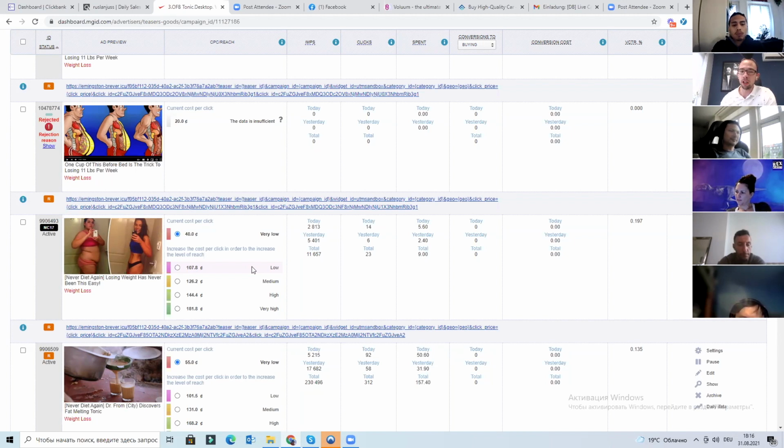The top one starts with 40 cents cost per click for a very low reach indication. The other one has 55 cents for a very low reach indication. So Ruslan picked the middle creative on the screen as his control, which I don't agree with. Yet, according to that reach level, it is correct. Ruslan is correct.